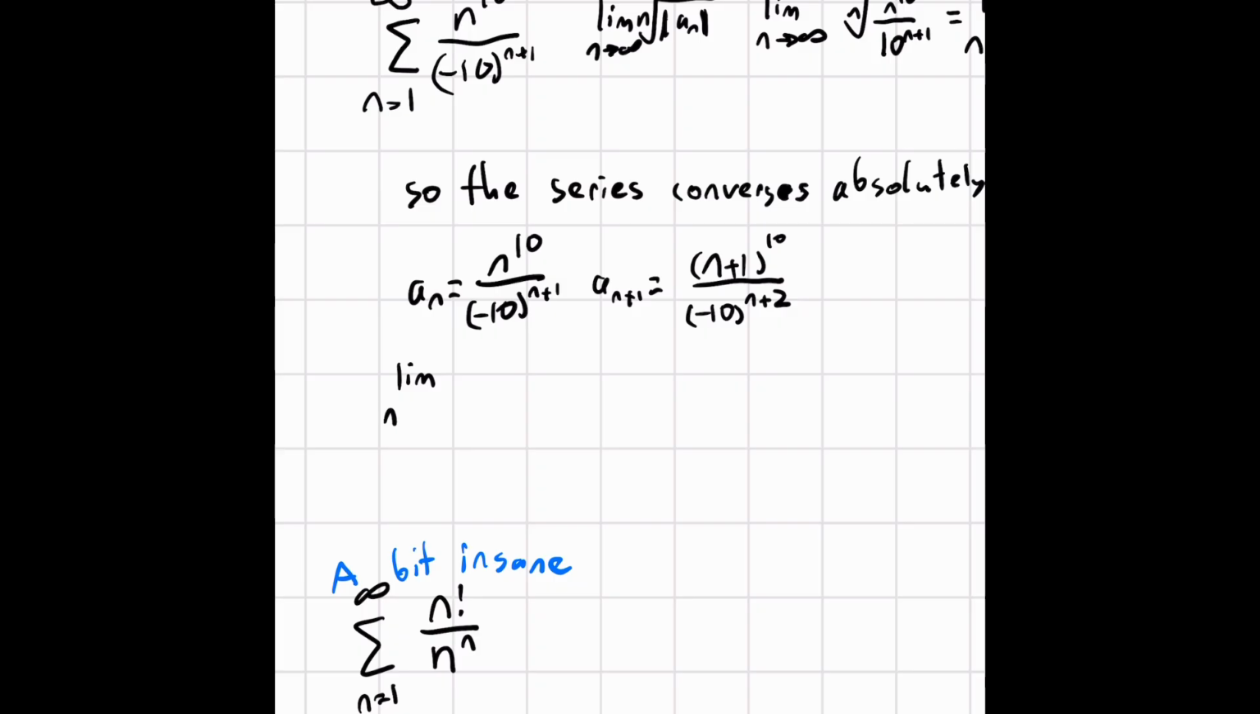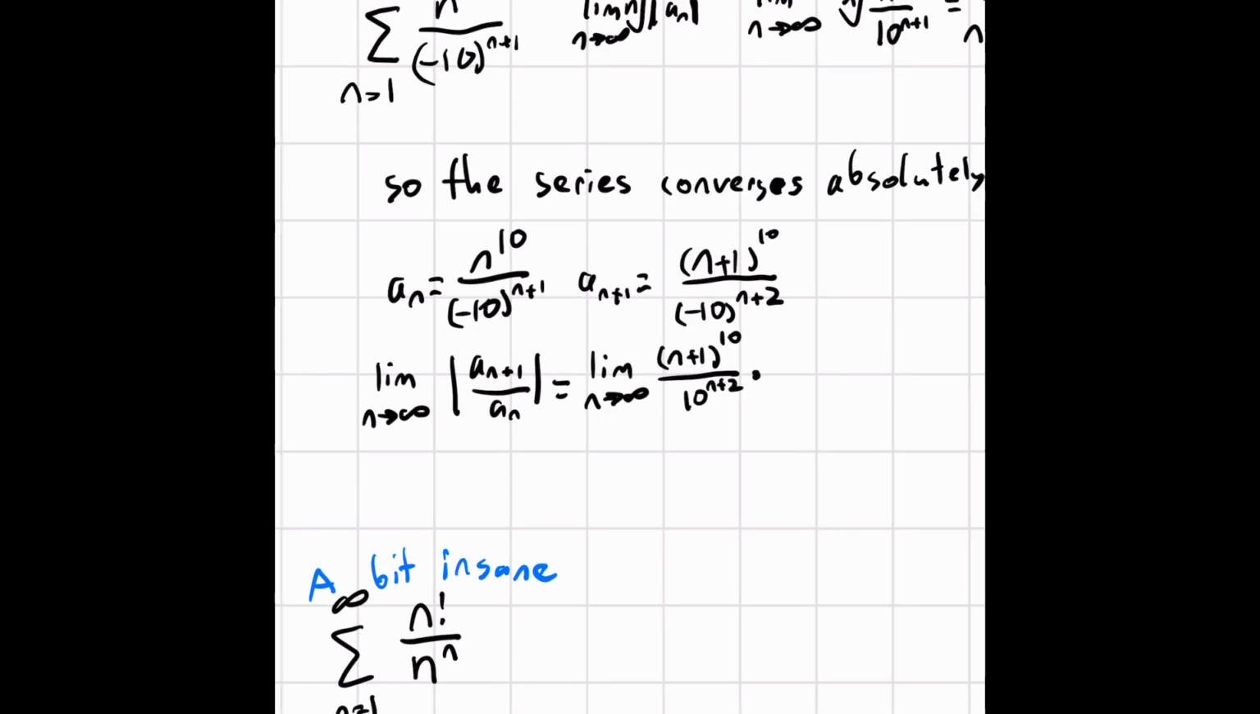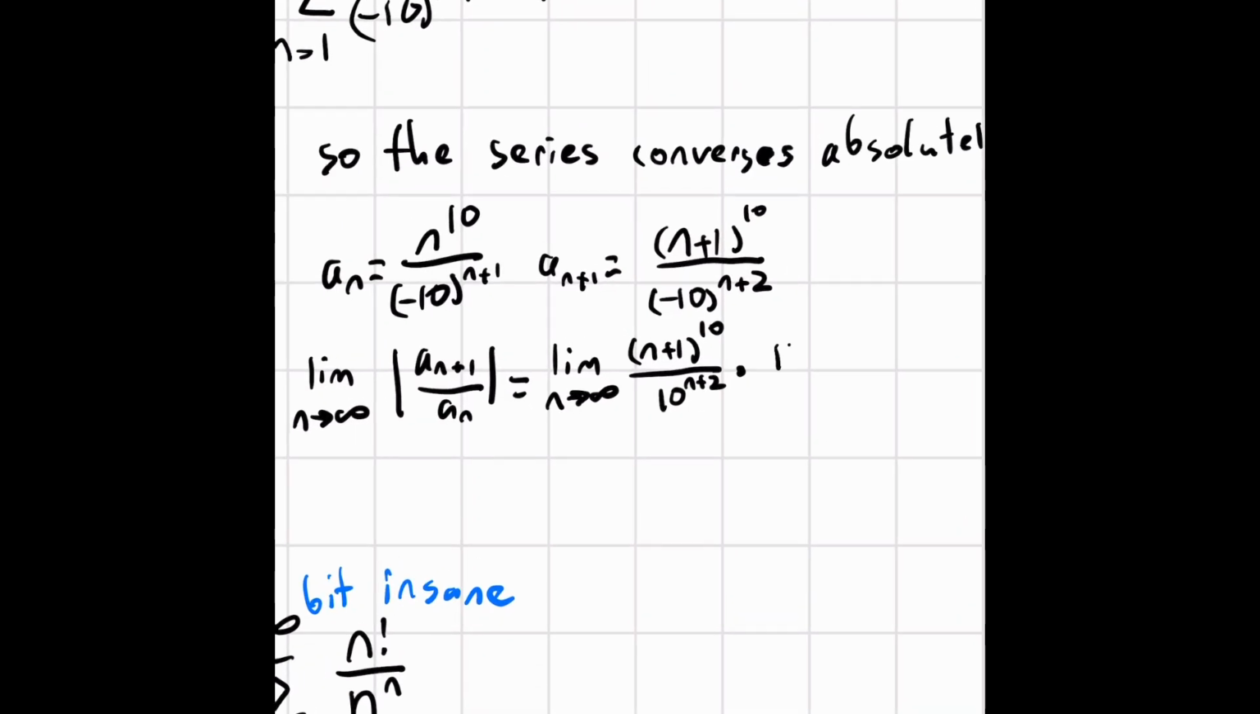And so we would want to find the limit as n goes to infinity of the absolute value of a sub n plus 1 over a sub n. And that's going to look like the limit as n goes to infinity. Taking the absolute value of those pieces just turns the negative 10 to positive 10. So that's going to be n plus 1 to the 10th over 10 to the n plus 2, divided by a sub n. It's going to make us keep, change, flip: 10 to the n plus 1 over n to the 10th power.